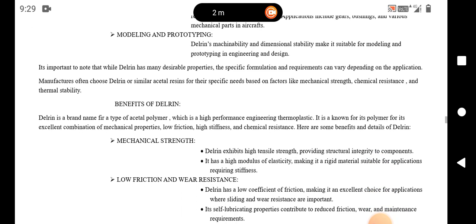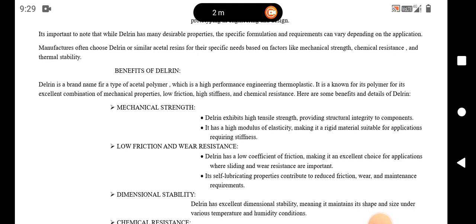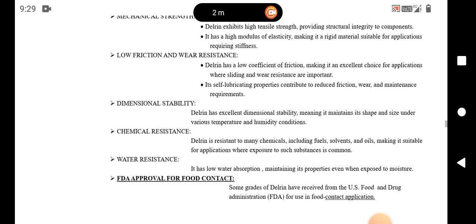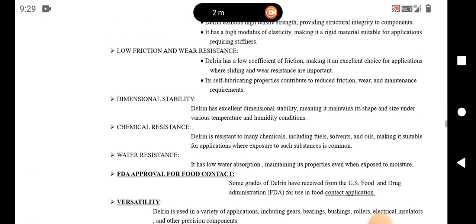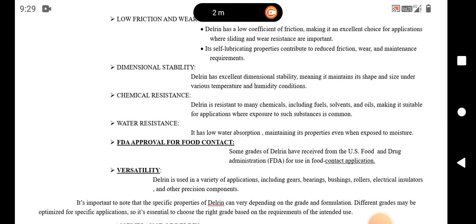Benefits of Delrin: Delrin is a brand name for a type of acetyl resin, which is a high performance engineering thermoplastic. Mechanical strength: Delrin has high tensile strength, providing structural integrity to components. Dimension stability: Delrin has excellent dimension stability, maintaining its shape and size under temperature and humidity conditions. Water resistance.